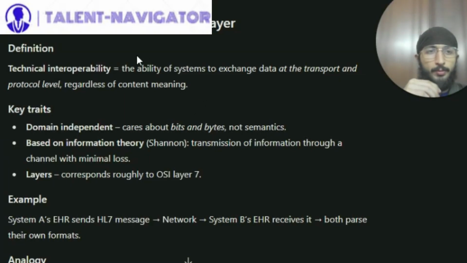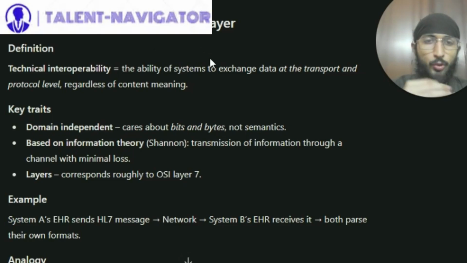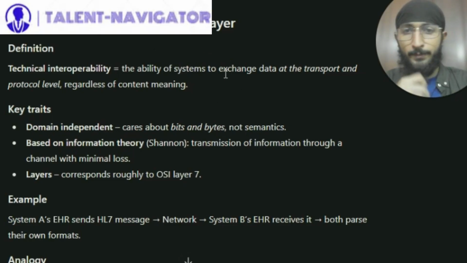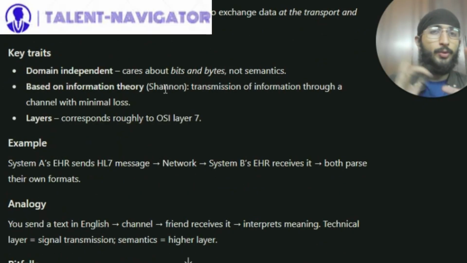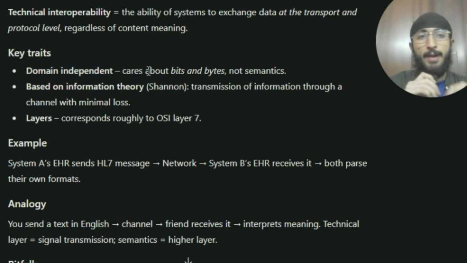Now, technical interoperability layer. So basically, what is technical interoperability? It is the ability of systems to exchange data at the transport and protocol level, regardless of content meaning. Key traits: domain independent. It cares about bits and bytes, not the semantics or the meaning.